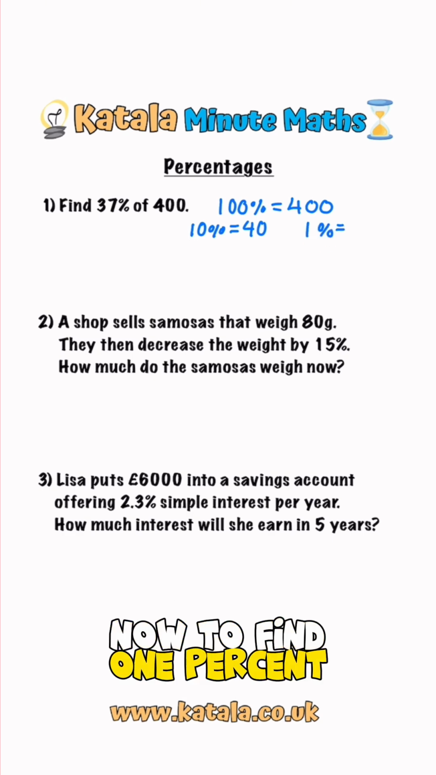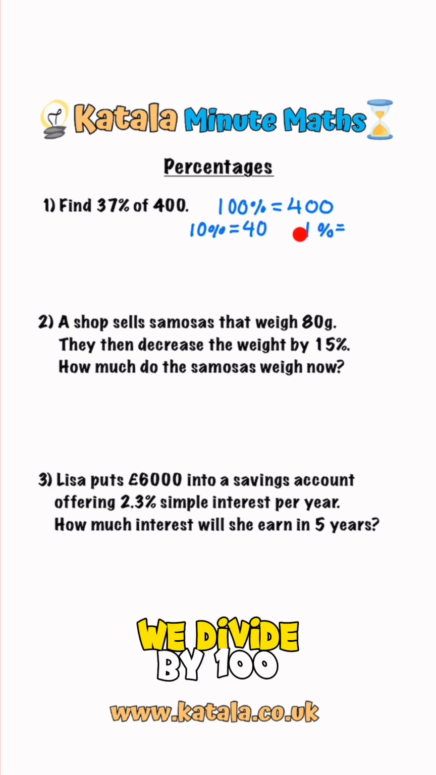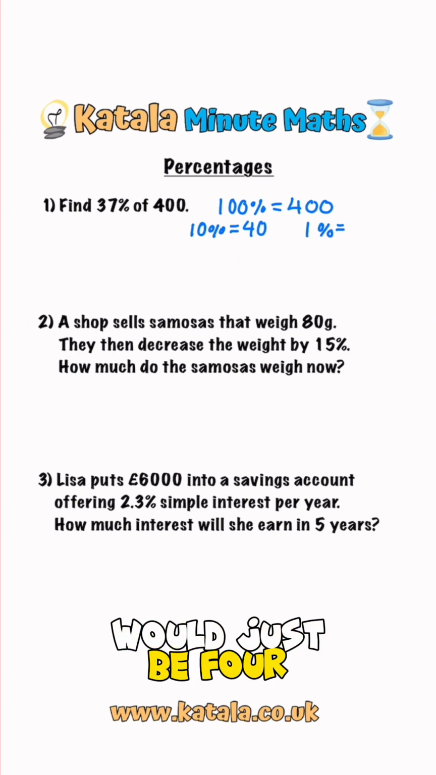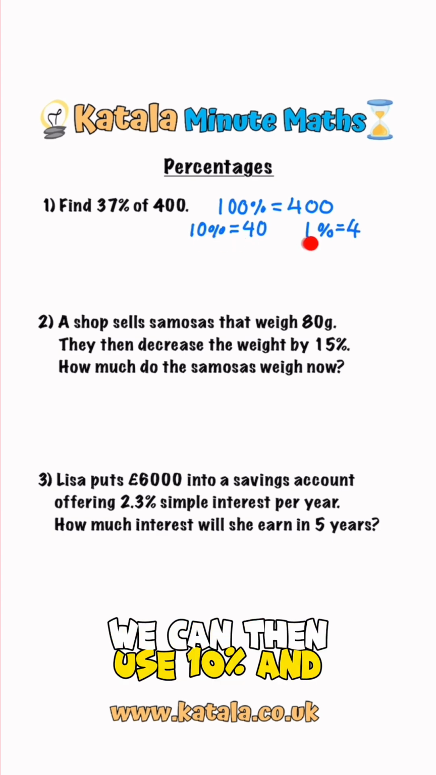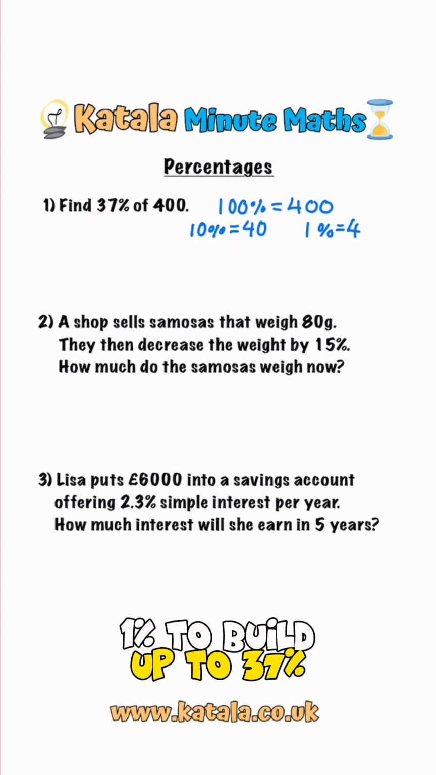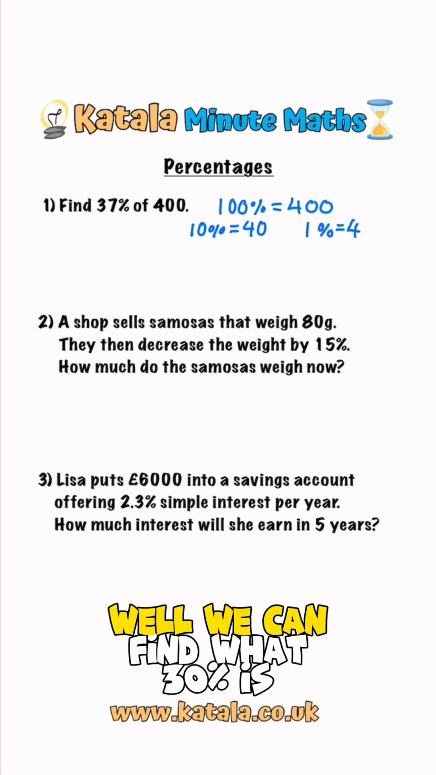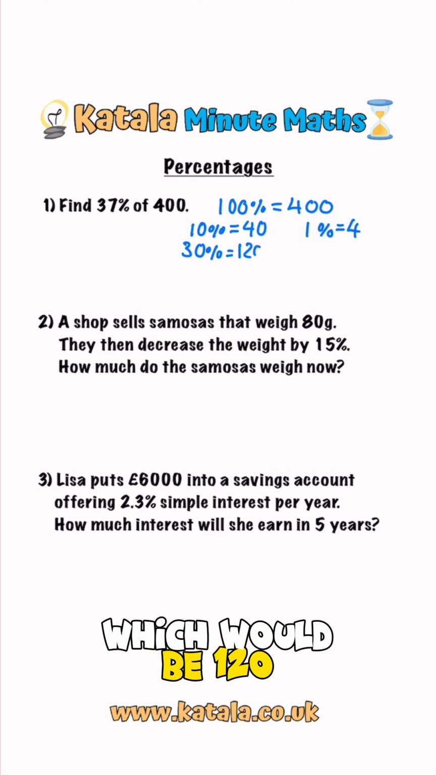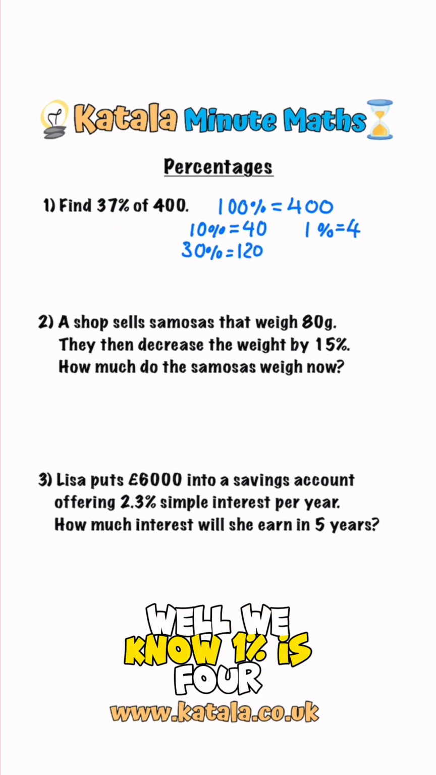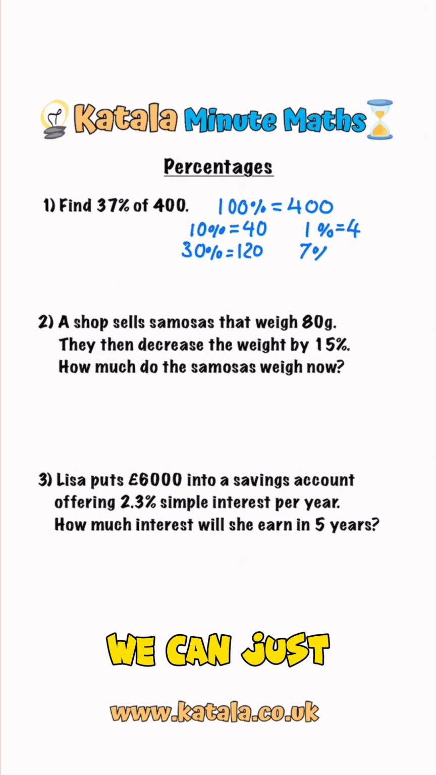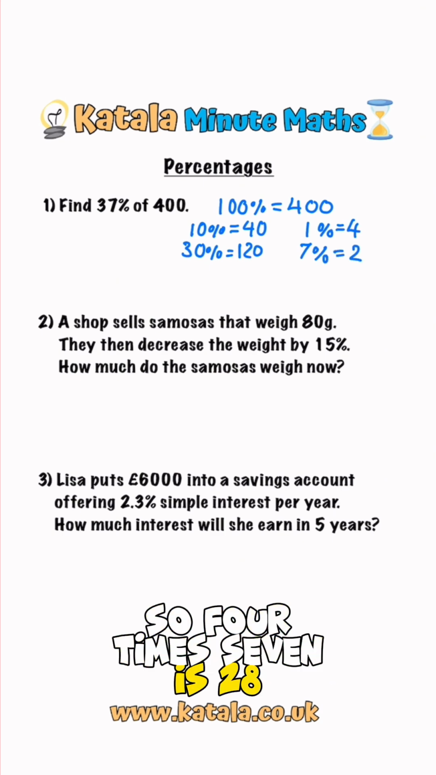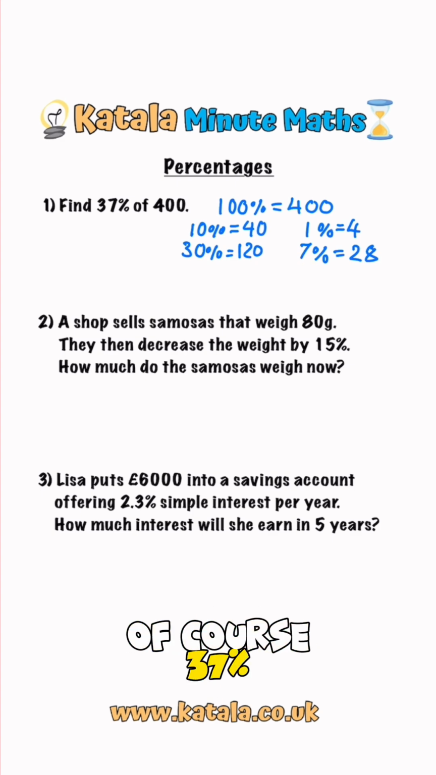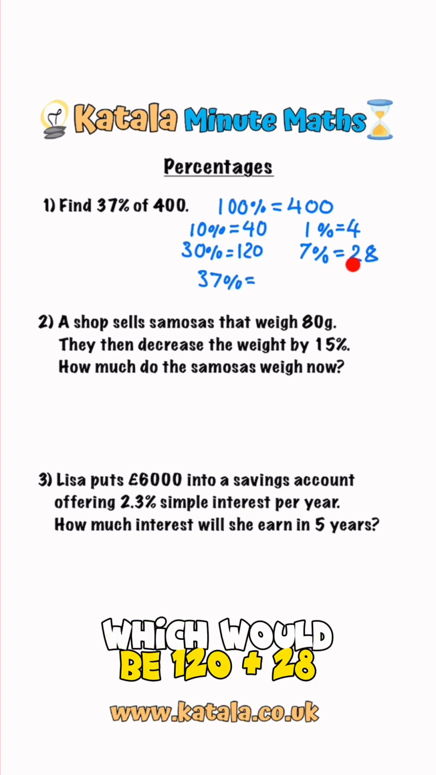Now to find 1%, well, to get from 100% down to 1%, we divide by 100. So we then have to divide 400 by 100, which tells us that 1% would just be 4. So as I said, we can then use 10% and 1% to build up to 37%. So if we know 10% is 40, we can find what 30% is just by timesing by 3, which would be 120. And to get the 7% that we need, we know 1% is 4. So to get 7%, we can just times by 7. So 4 times 7 is 28.